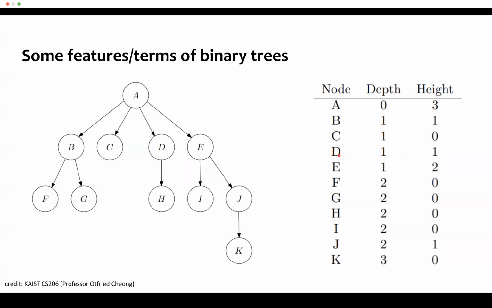So when it comes to D, the depth is 1 because we have 1 edge, and the height is 1 because we have just 1 edge to reach the deepest leaf from this node D. And when it comes to E, it has 1 edge to reach the root, so the depth is 1. And the height is 2 because we need to pass 2 edges to reach the deepest node, K. So regarding this concept, do you have any questions?